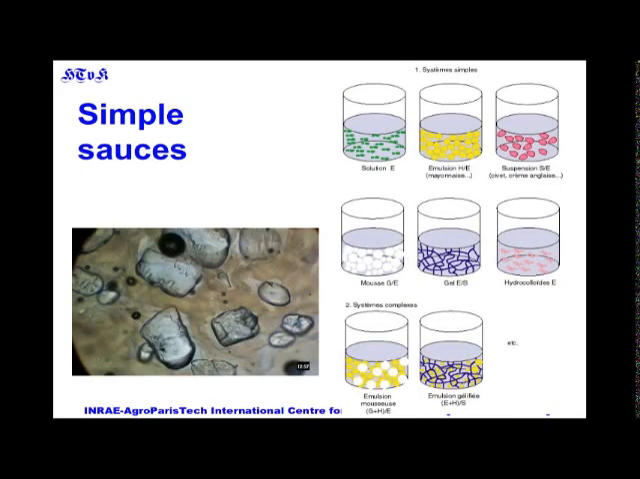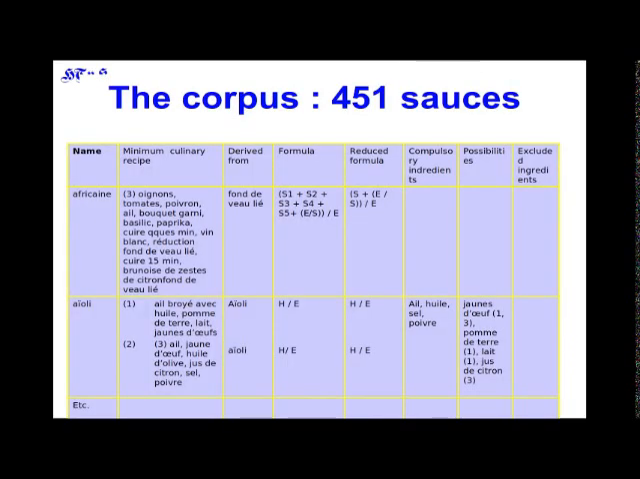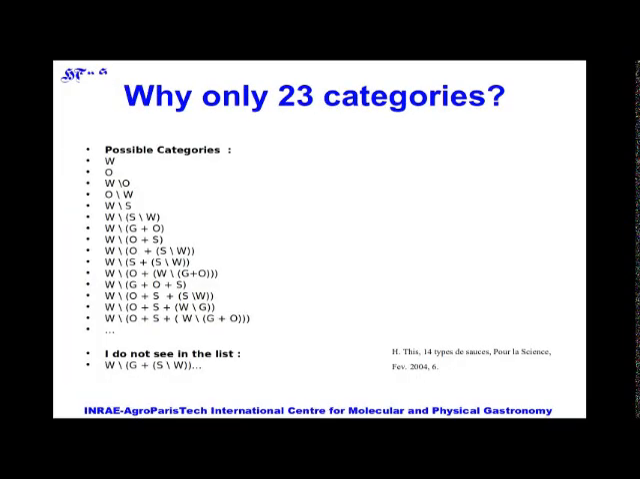Okay. If we use the microscope, we can see that these sauces can be solution, can be emulsion, can be suspension, can be foam, and more. And this is why the NDSF is used. So what I did years ago was to take all the sauces, to make them, to look at the microscope, and to produce a formula. And finally, it appears that only 23 categories are used.